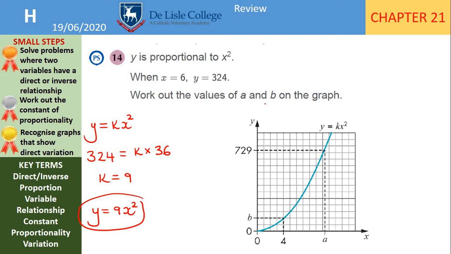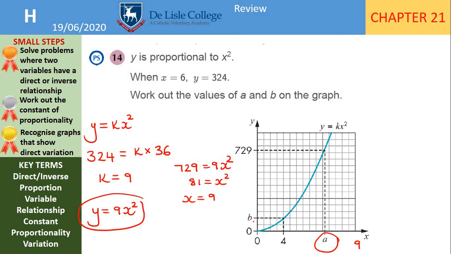Now it asks me to work out the values of a and b on the graph. So the value of a is the x value when y is 729. If I replace y with 729, I can work backwards to work out what x is. So 729 shared by 9 gives me 81. And I can see from the graph that x is the positive answer. So taking the square root of 81, I get that a should be 9.